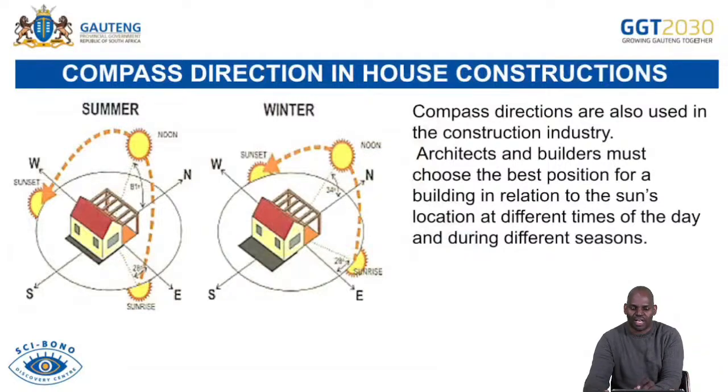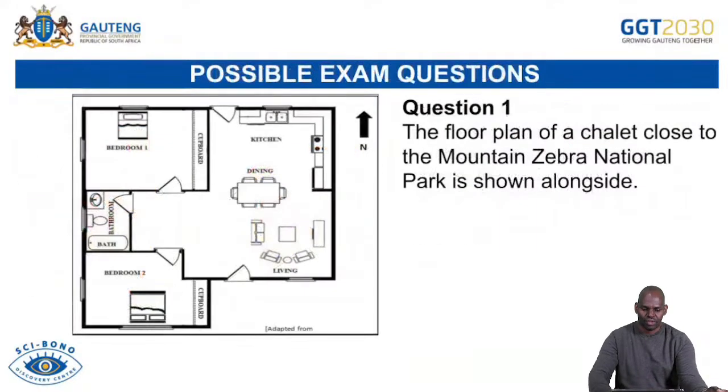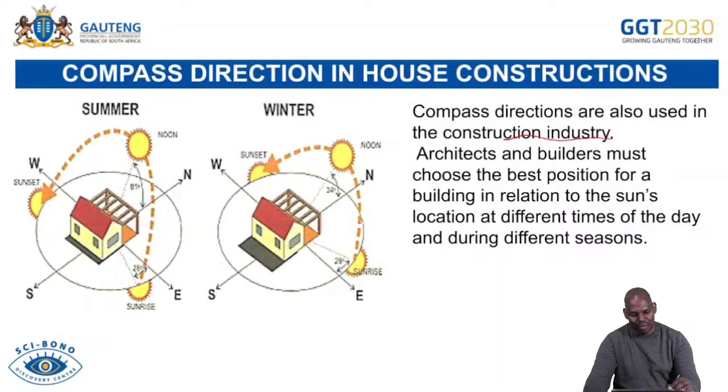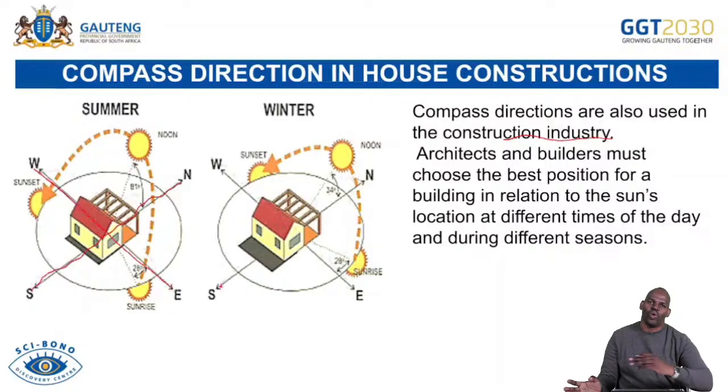So if we read this information, they say compass directions are also used in the construction industry. Architects and builders must choose the best position for a building in relation to the sun's location at different times of the day and during different seasons. Okay, so what is happening here is we've got a compass: north, south, east, west. Even on this one, we've got south, north, east, west. But the movement of the sun, we all know that the sun rises in the east and sets in the west.